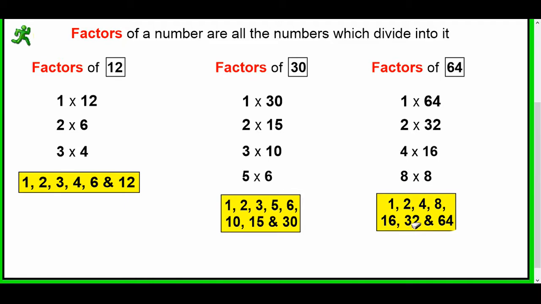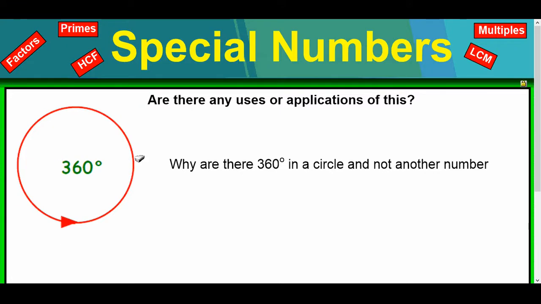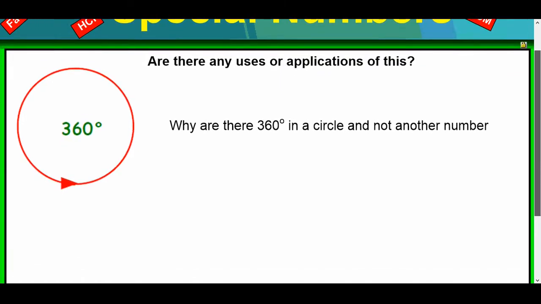Now, just as a wee side note, if you're thinking about a circle, there's 360 degrees in a full circle, and why was that picked? Why was 360 degrees picked? Why was it not 100 degrees in a circle? These things are kind of funny to think about. Why did we pick 360?